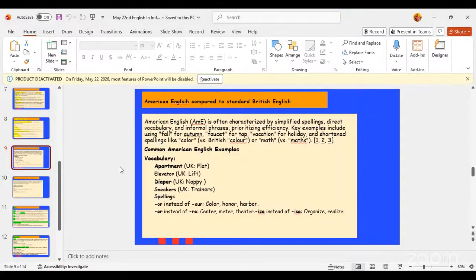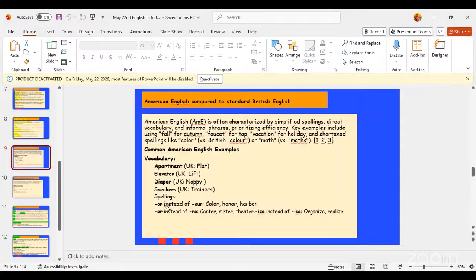Here are some examples. For American English, the vocabulary we use here is apartment; in the United Kingdom, they call it flat. Elevator in American English is called lift in the UK. Diaper, which children use, is called nappy in the UK. The shoes which people wear are called sneakers, and in the UK they're called trainers.